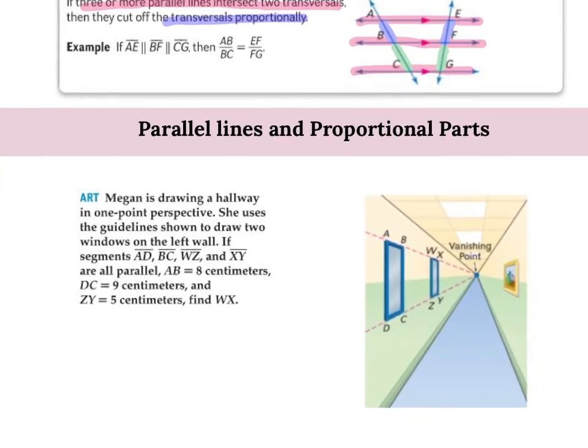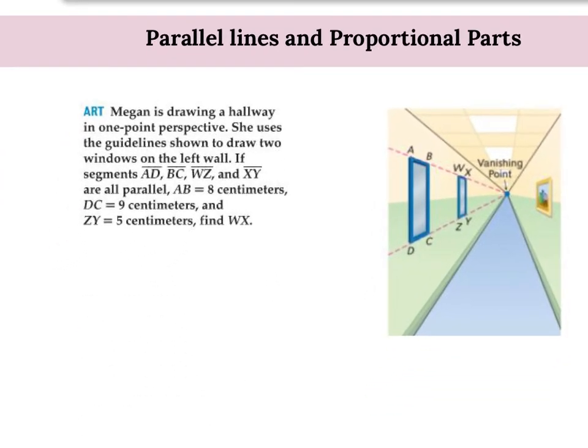Okay, so let's look at a real example of that in the real world. So we're talking about art. Okay, so Megan is drawing a hallway in 1-point perspective. She uses the guidelines shown to draw 2 windows on the left wall, so these windows right here. If segments AD, BC, WZ, and XY are all parallel, AB equals 8 centimeters, DC equals 9 centimeters, and ZY equals 5 centimeters, find WX. So there's a lot of information, so let's draw a little picture.